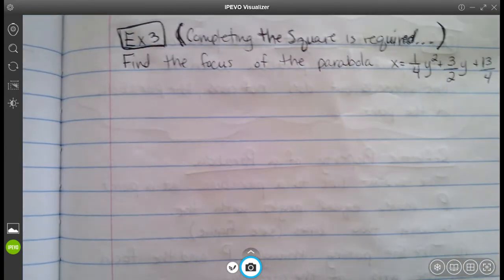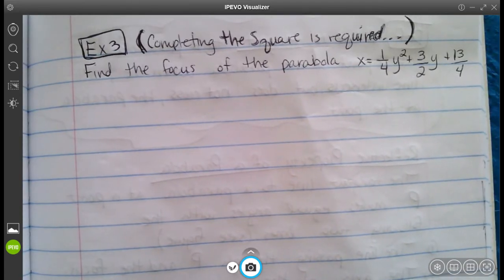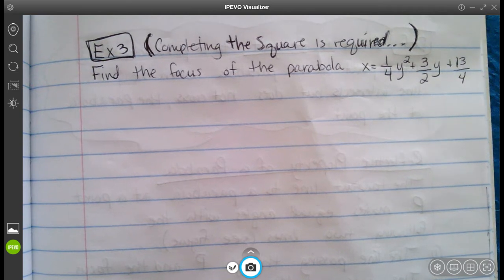Hopefully they're not too bad so far. Example 3 is going to be a little more difficult. Okay, so example 3 says find the focus of the parabola. Then we have this crazy looking parabola.